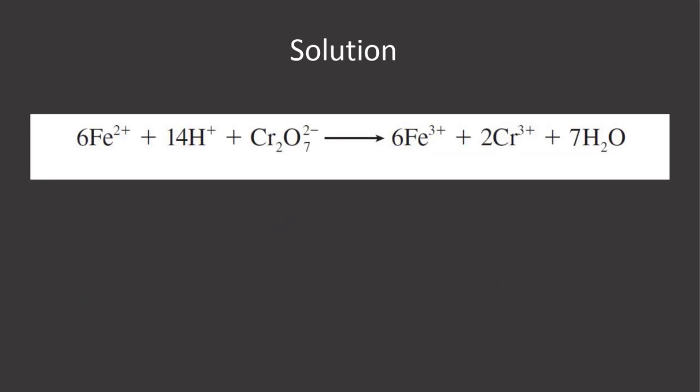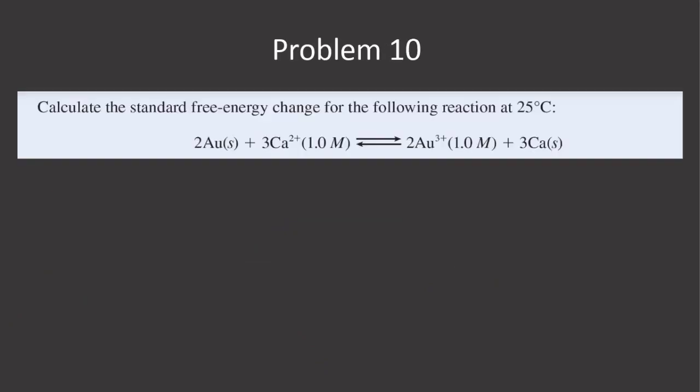And here's the solution again. Let's see. So how do we do this problem? Calculate the standard free energy change for the following reaction at 25 degrees. What are we looking for? What formula? So not exactly Nernst. Yeah, it's going to be the negative nF E cell.